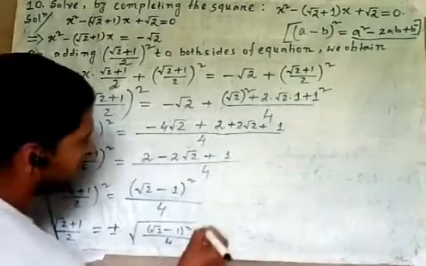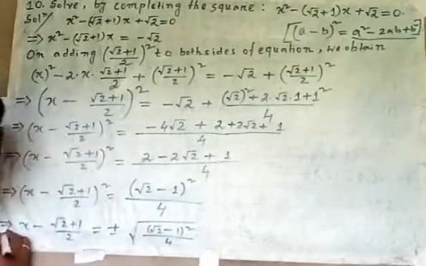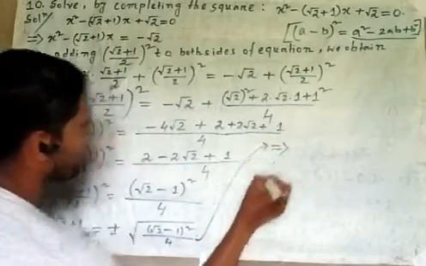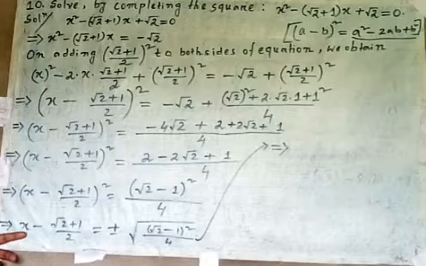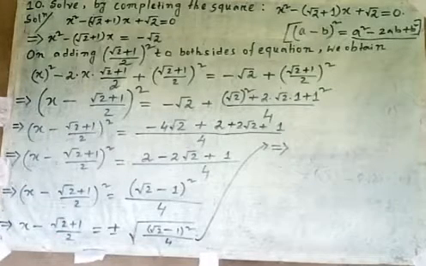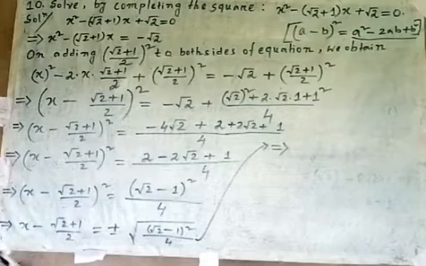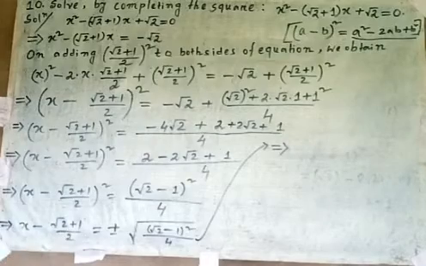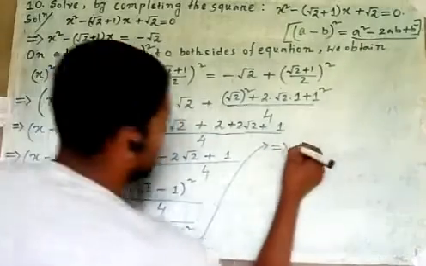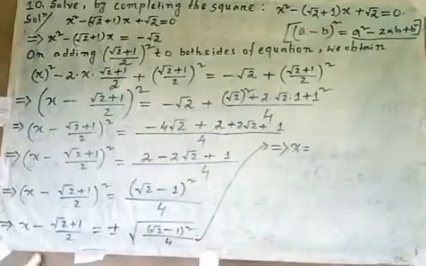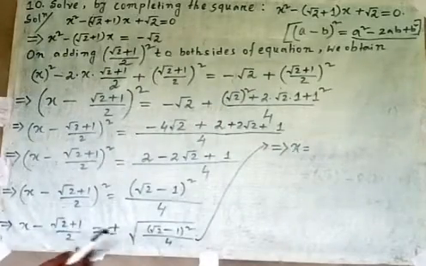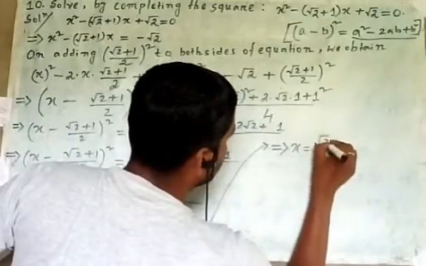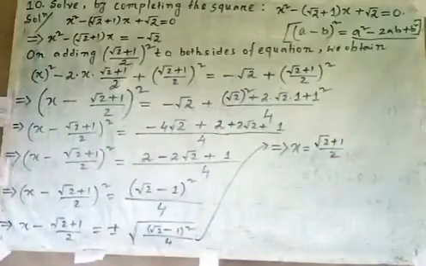So this implies x equal to this minus root 2 plus 1 by 2. It will be plus when this minus root 2 plus 1 by 2 is changing the side. So x equal to this minus root 2 plus 1 by 2, it was on the left side, now it will go to the right side, so it will be plus root 2 plus 1 by 2.